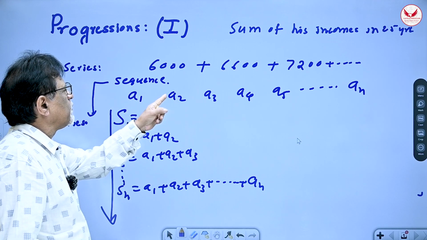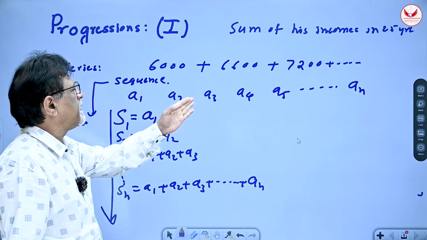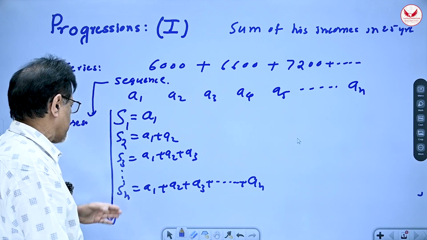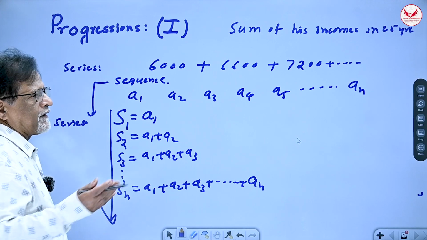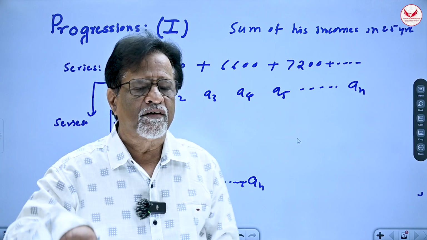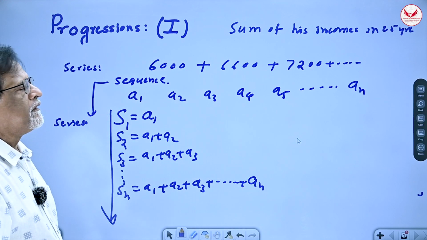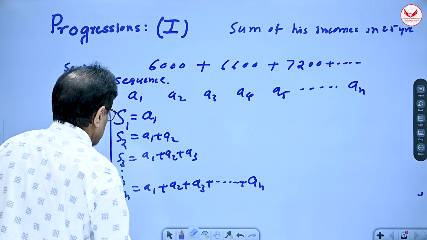S2 means I am adding 2 terms of this previous sequence, A1 plus A2. S3 means I am adding 3 terms of this sequence. Sn means I am adding first n terms of this sequence. That looks like this. Okay. And this is called series. And that is why the topic is called sequence and series. Actually, series also is a sequence, but it has got something else to do with it, because it requires a summation. Okay.